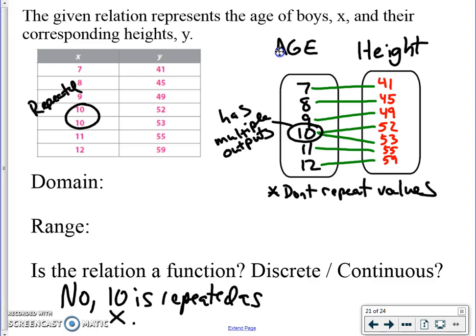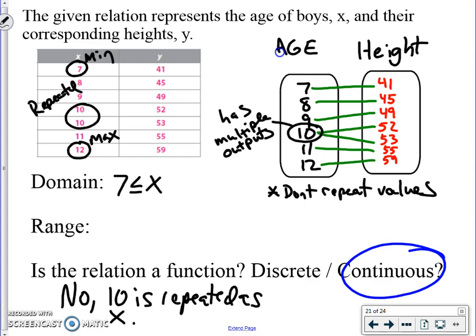We're dealing with height and age, and I can divide height and ages up, so this function would be continuous, which means now I need to identify my minimum or maximum values. 7 is my minimum age, 12 is my maximum age, so my domain is going to be written as an inequality: 7 is less than or equal to x, which is less than or equal to 12. I can also write it in interval notation, which is 7, 12 with closed brackets.